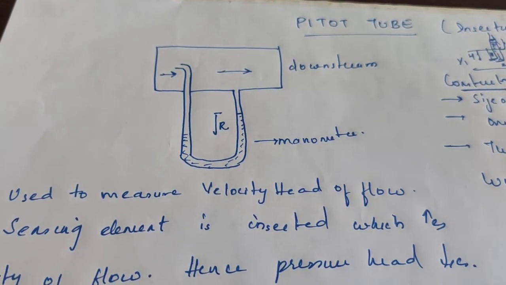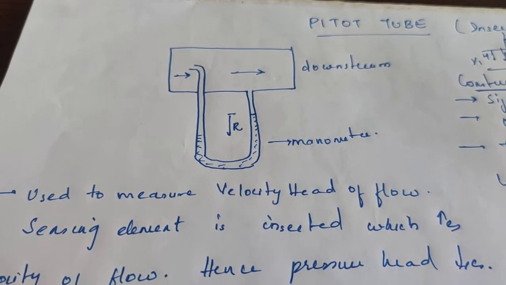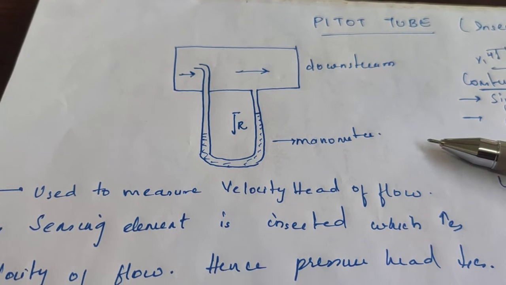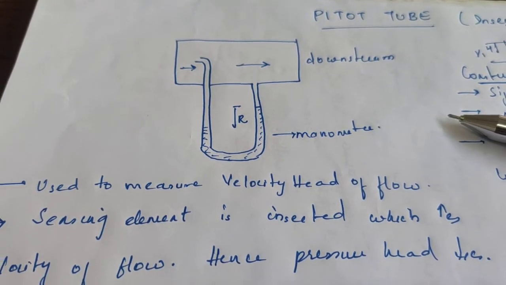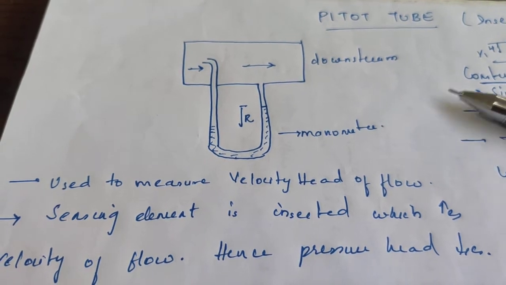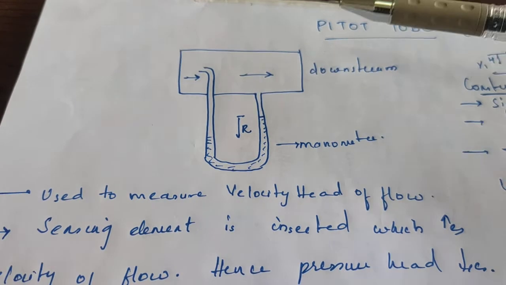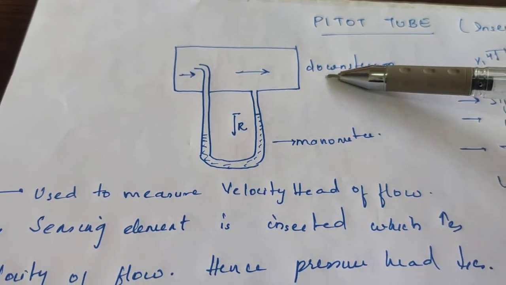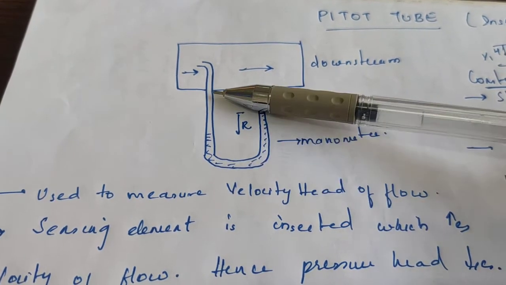In the previous orifice and venturi meters, we measured the pressure difference, and here in the pitot tube we will measure the velocity difference, the velocity head of the flow. Now here in this pitot tube, a pipeline is there, a small pipe in which the fluid is flowing in this direction, and at the center of the tube we are attaching one manometer.